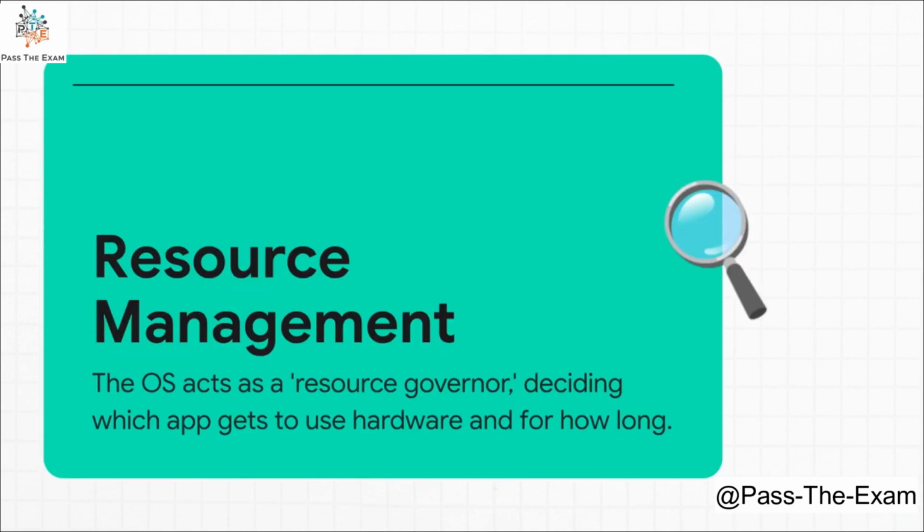First up, resource management. Your OS is like a resource governor. Think about it. You only have one printer, right? What happens if 2 different programs try to print at the exact same time? Chaos. Well, the OS steps in like a bouncer at a club and says, all right, one at a time. It makes a nice, orderly line and decides who gets to use the hardware and for how long.